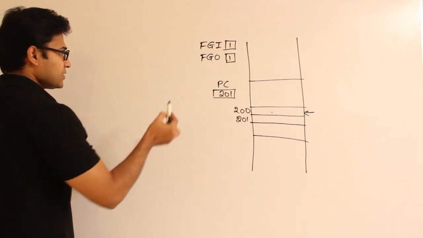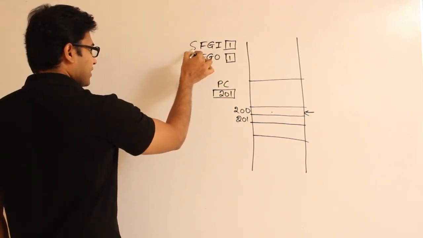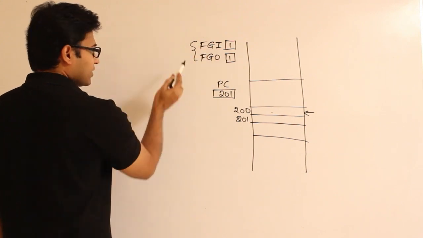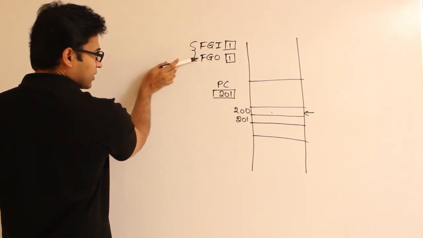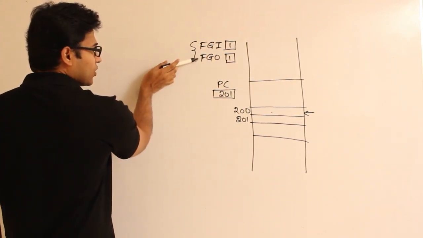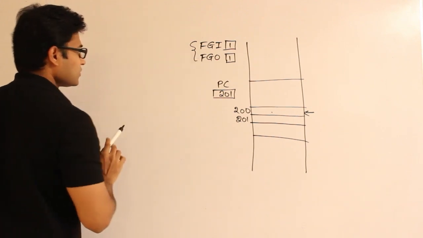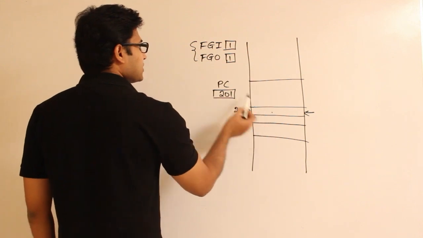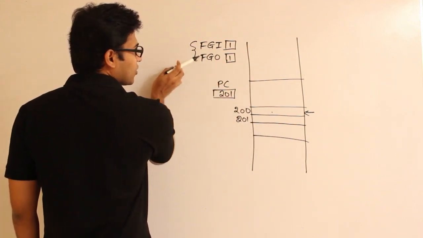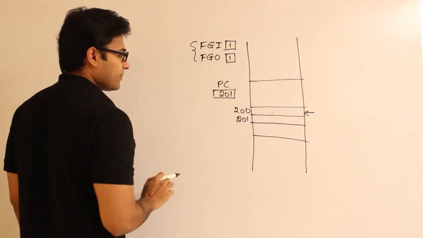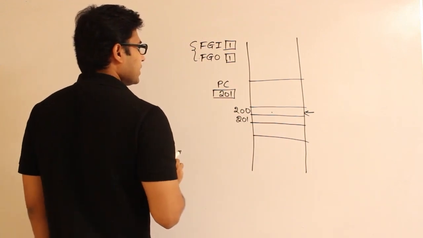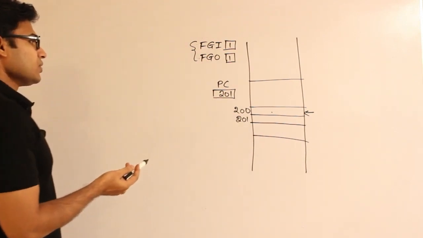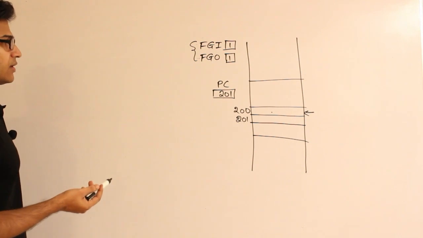So whatever it is, whenever either this one or this one is 1, then it means that you are supposed to execute the IO related instructions. Got it? Now at this point, assume that something has happened, either FGI equal to 1 or FGO equal to 1, something has happened. Then what we are supposed to do, that is all let's discuss now.